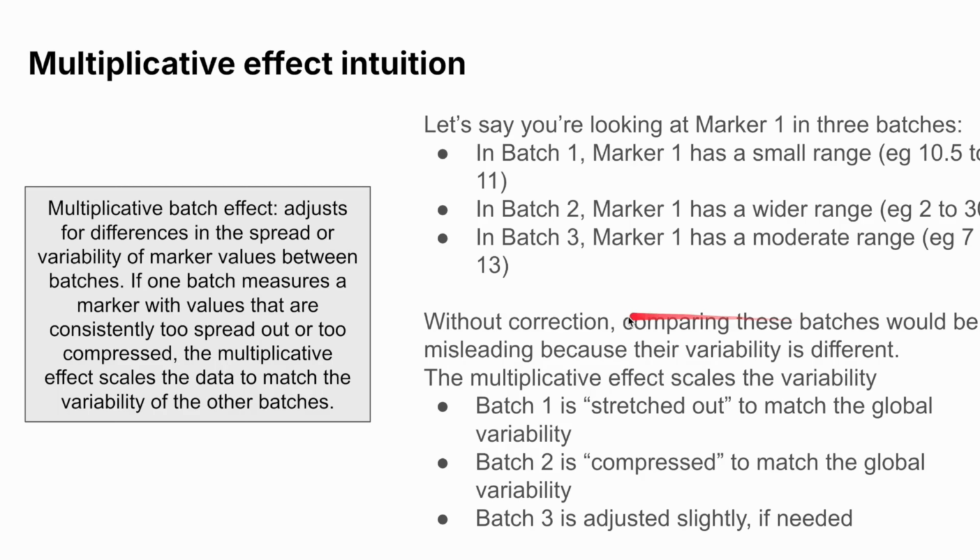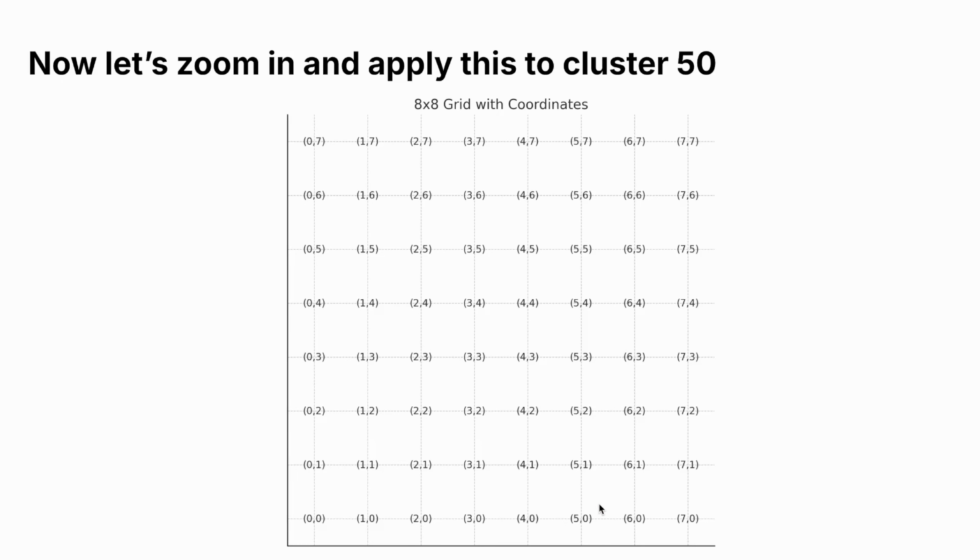And so that's exactly what we're saying here, which is without correction, if you don't compare, it could be potentially misleading. So this multiplicative effect scales the variability. Batch 1 is stretched out to match the global variability, batch 2 is compressed, and batch 3 is adjusted slightly if needed. So now let's zoom in and apply this to cluster 50.